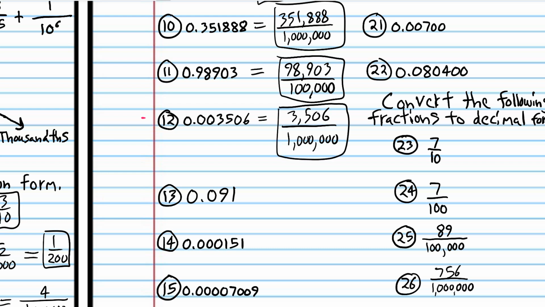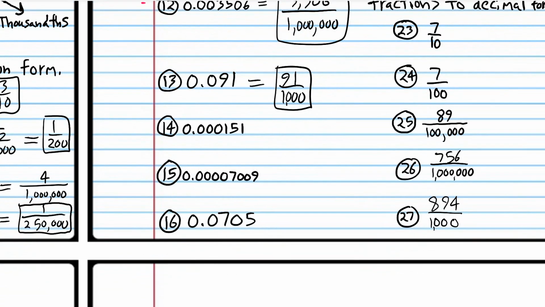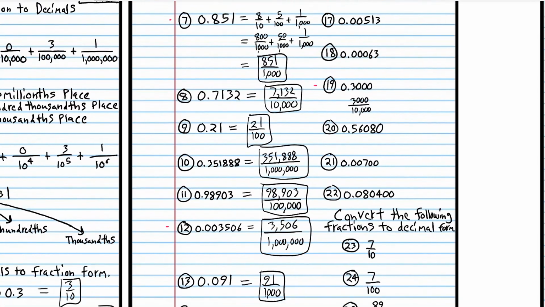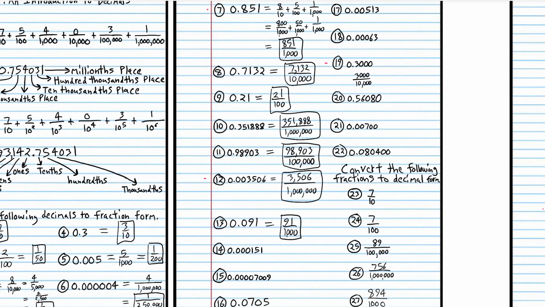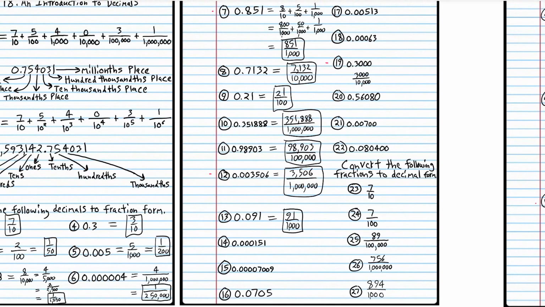And you can reduce this fraction, but again, I'm not going to make you do that because it would take a long time. So here we have 91 over, the 1 is the last digit to the right, is in the thousandths place. And why don't you try numbers 14 all the way to 18. And when you come back, we'll do those together.